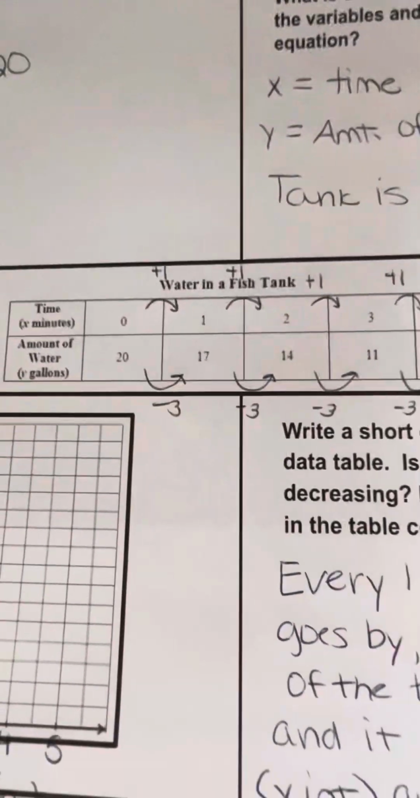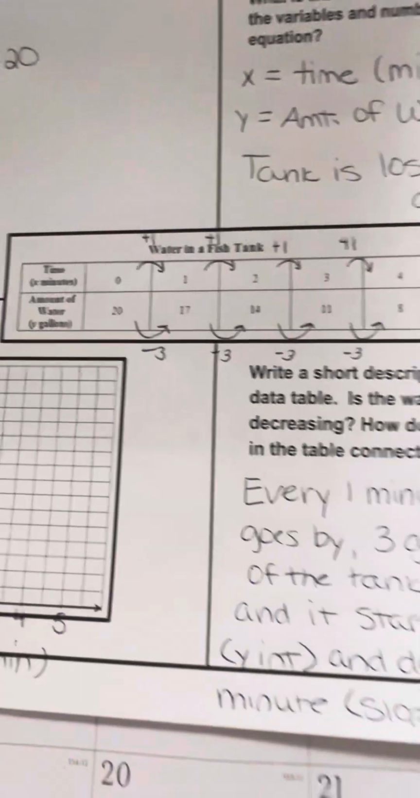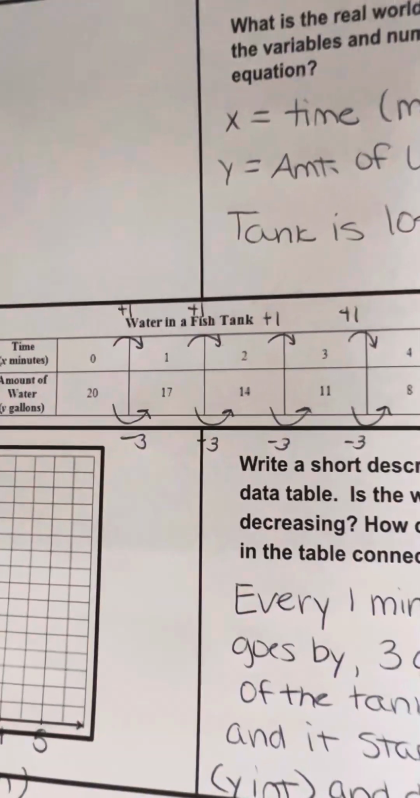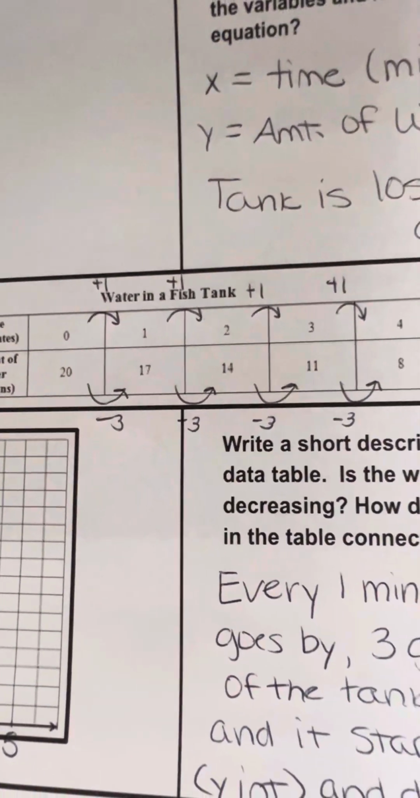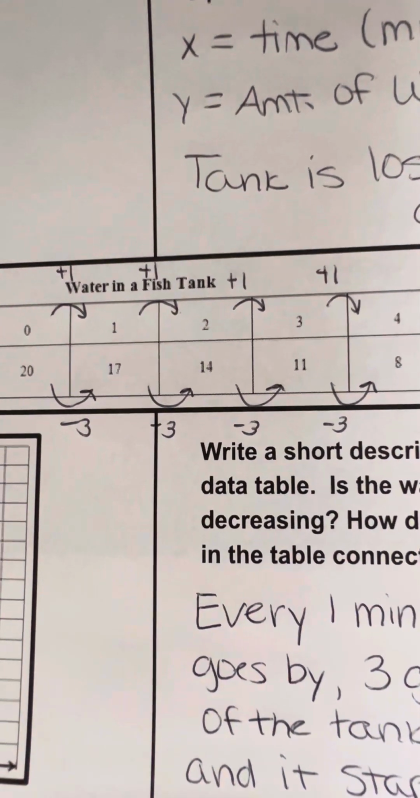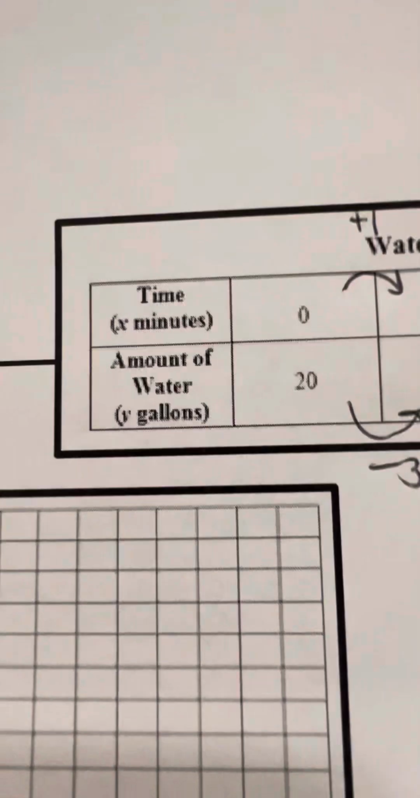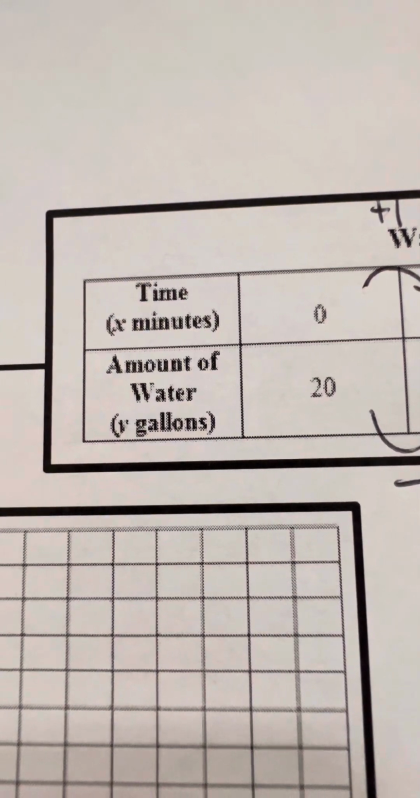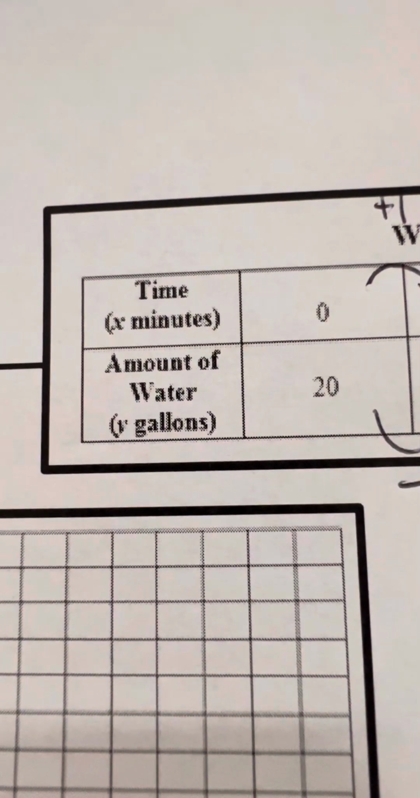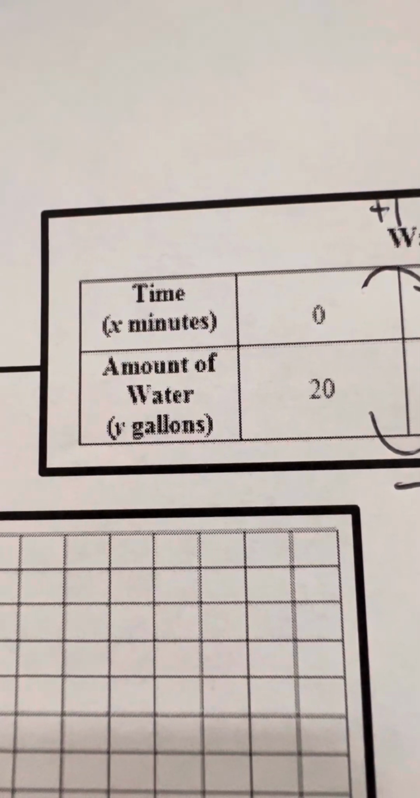All right, I'm doing a real world problem here, which is going to entail a lot of details. As you can see, we have a table right here that shows the amounts of water in a fish tank. The x coordinates are the time values, which are in minutes, and the amount of water is your y values, which is in gallons.